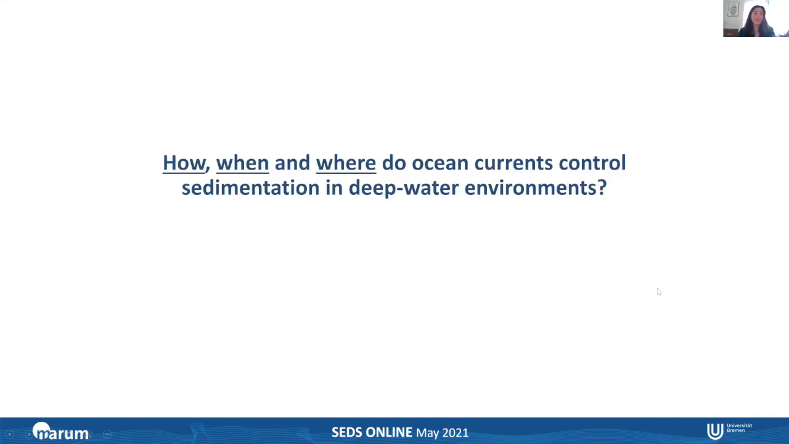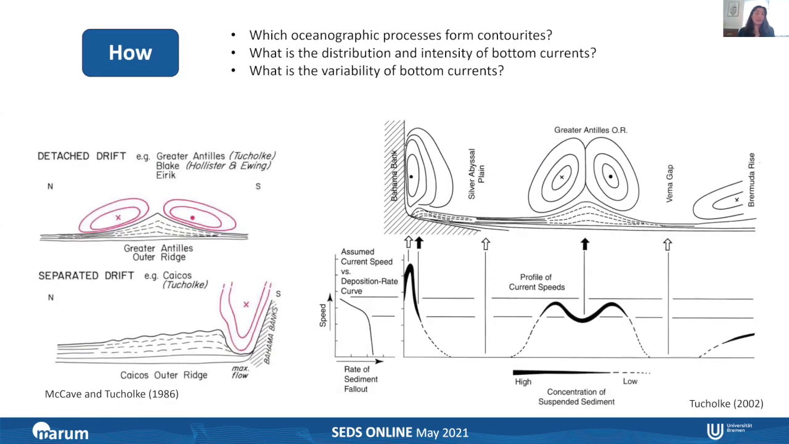So now the questions that I would like to try to answer, or at least discuss during this talk, are how, when, and where ocean currents control sedimentation in deep water environments. And how the currents control the sedimentation is also important to know. First, what's the distribution of these currents in the environments where we find the contourites, and also what's the variability of these currents.